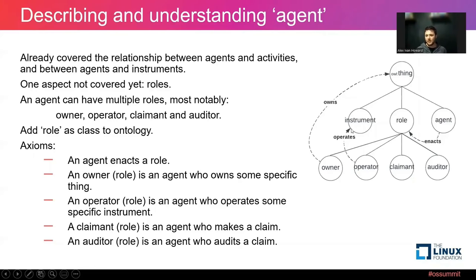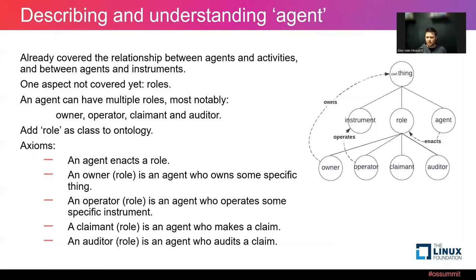An operator operates an instrument, whether it be a measurement instrument, a transportation instrument, a production instrument, whatever. For the claimant and auditor, we add the axioms that a claimant, as a role, is an agent who makes a claim, and an auditor is an agent who audits a claim.